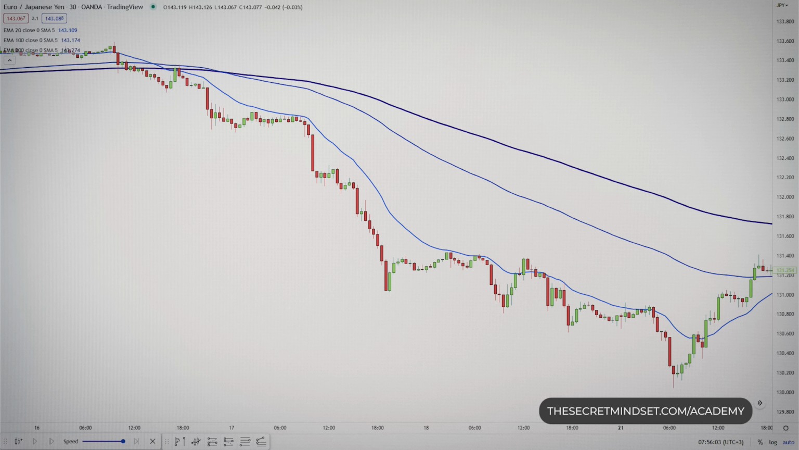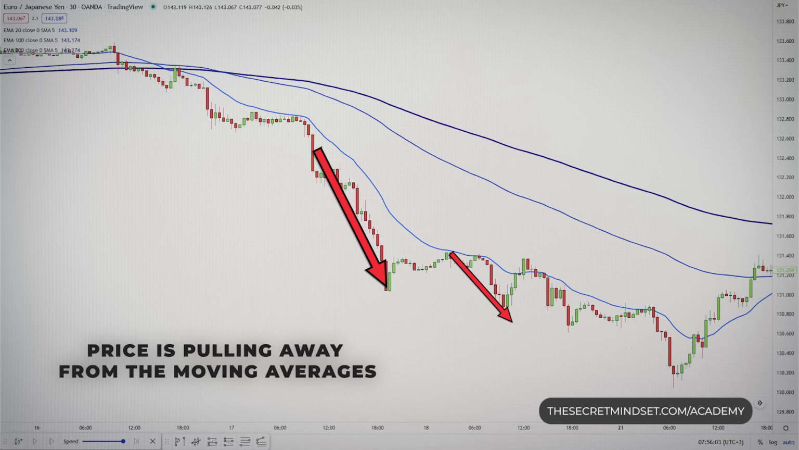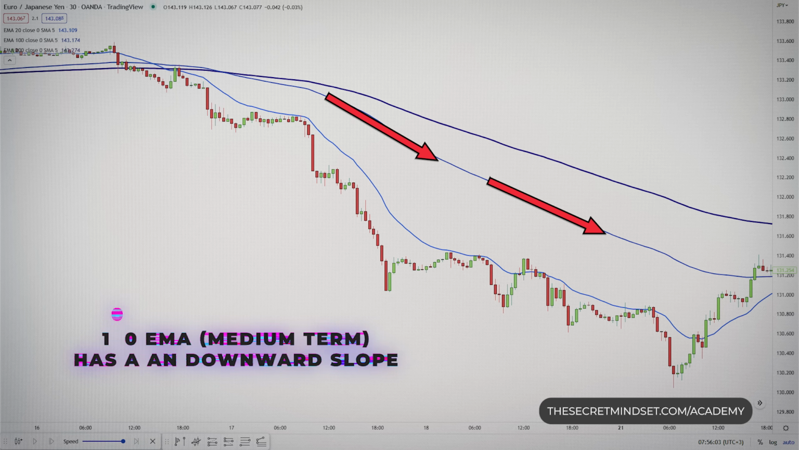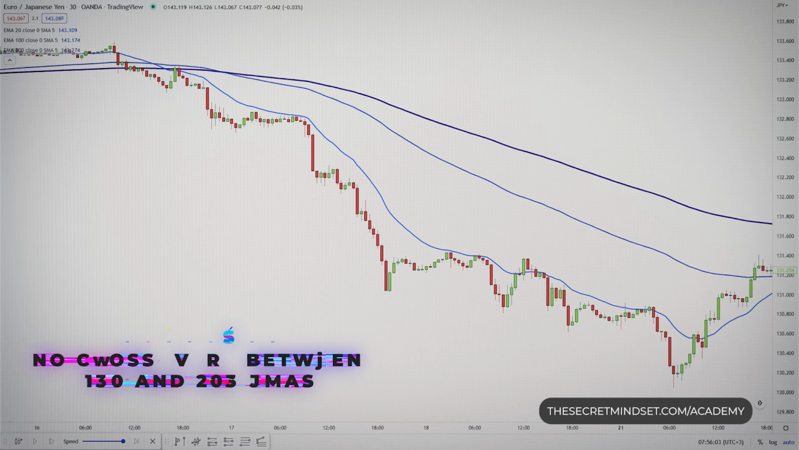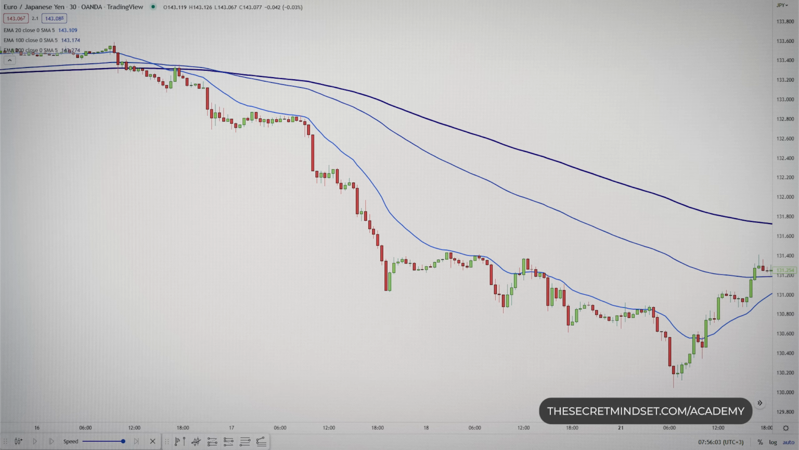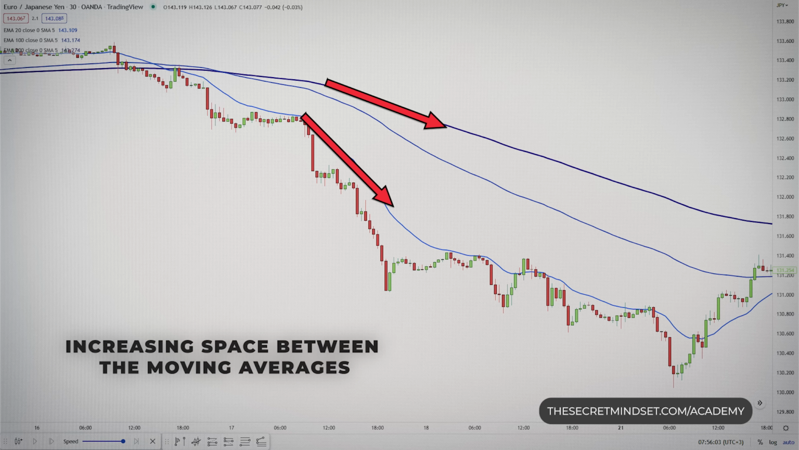The same for a downtrend. Price is pulling away from the moving averages. The short-term moving average, the 20 EMA, moves away from the medium-term one. The medium-term moving average has a downward slope. It's not flat. There are no crossovers between the 100 and the 200 exponential moving averages. And we also see increasing space between the moving averages.